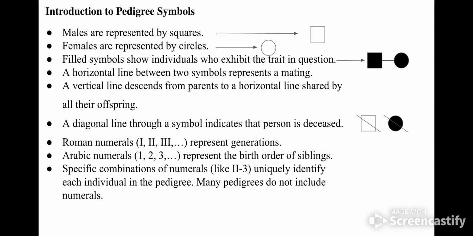And Roman numerals represent generations. Roman numerals represent the various generations of a family. So the first generation, second generation, third generation. Arabic numerals like these represent the birth order of siblings. So if your brother was born first, he might have a one next to him. Specific combinations of numerals like 2-3 uniquely identify each individual in the pedigree. Many pedigrees do not include numerals. Some pedigrees don't have numerals at all.